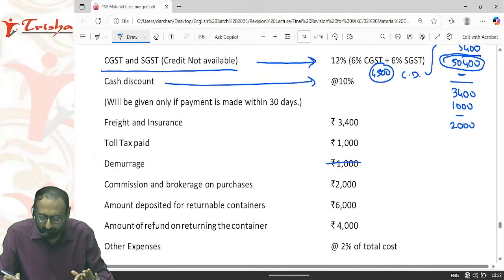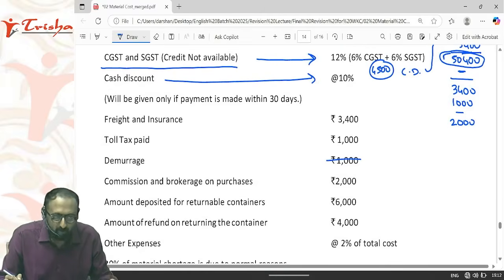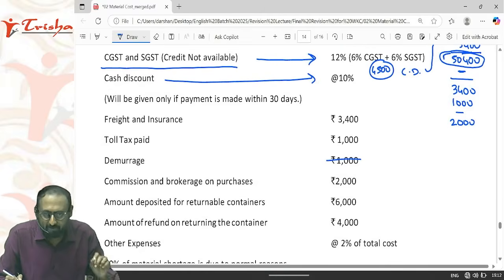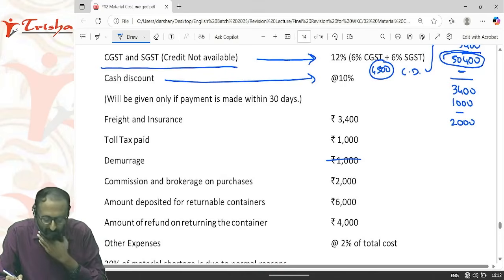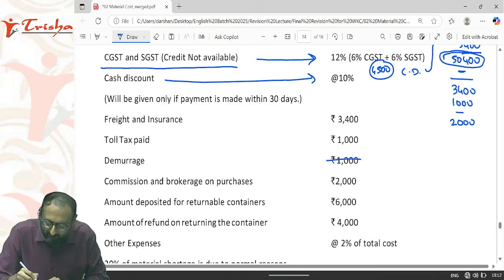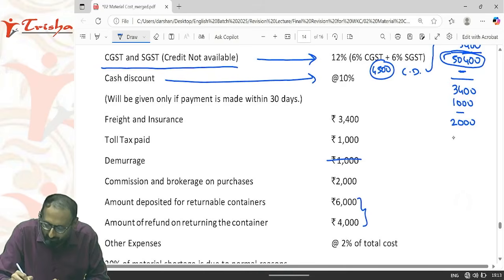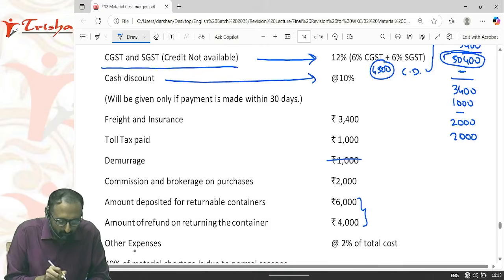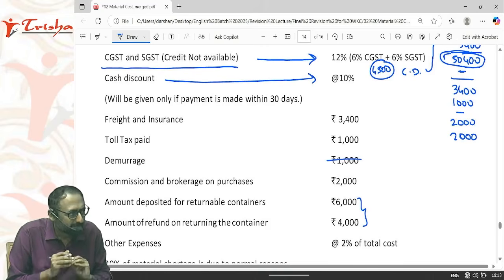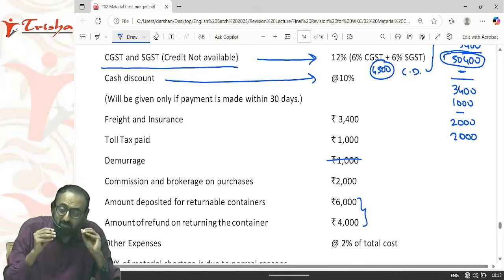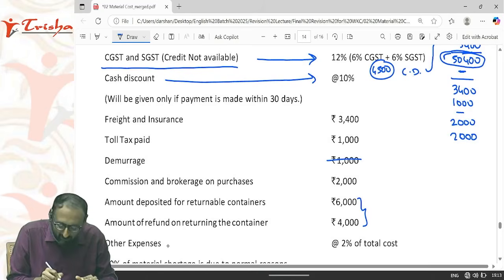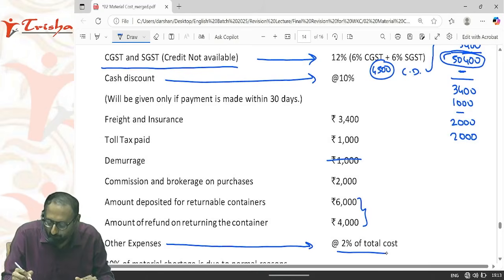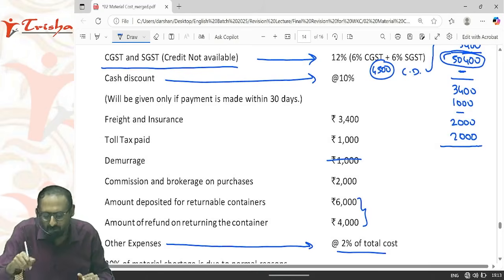Sir, please tell me what about this returnable container? 6,000 you paid. 4,000 is refunded. Sirji, please tell me how much I will write for this container. Are you sure, 2,000? Sirji, most important adjustment, mind-blowing adjustment. Next level adjustment: other expenses is 2% of total cost. By the way, tell me how much is the total cost till now?